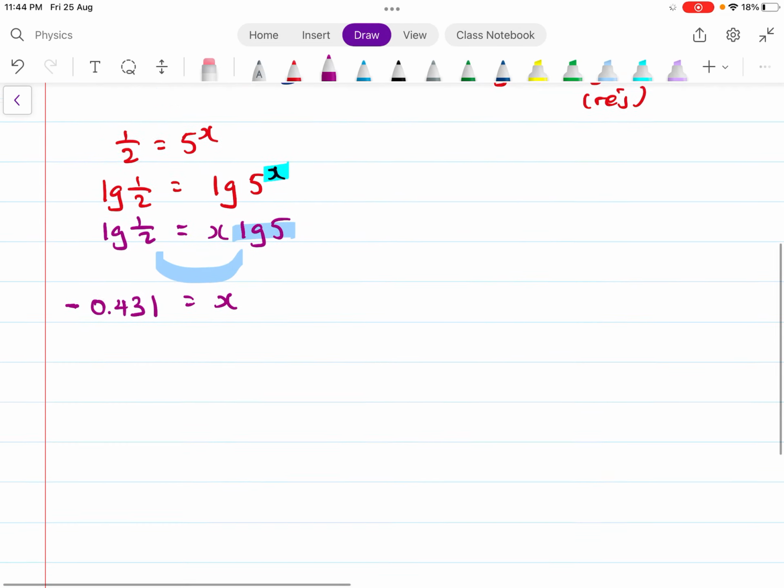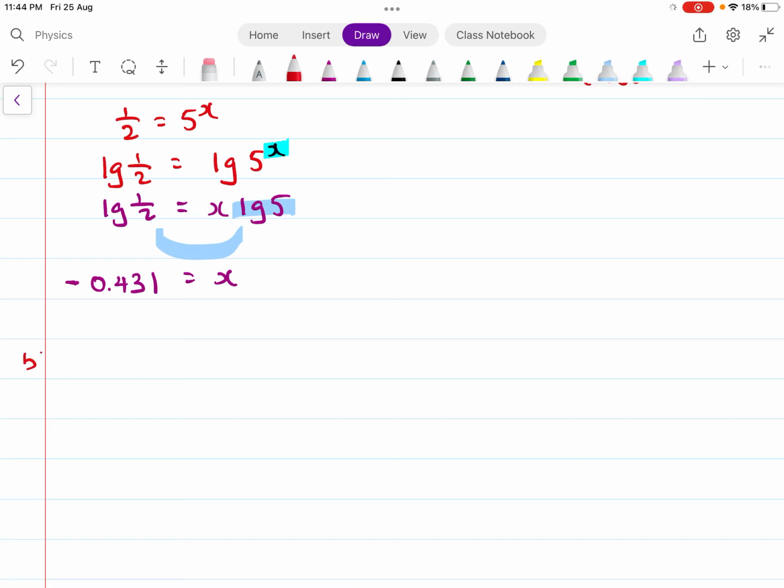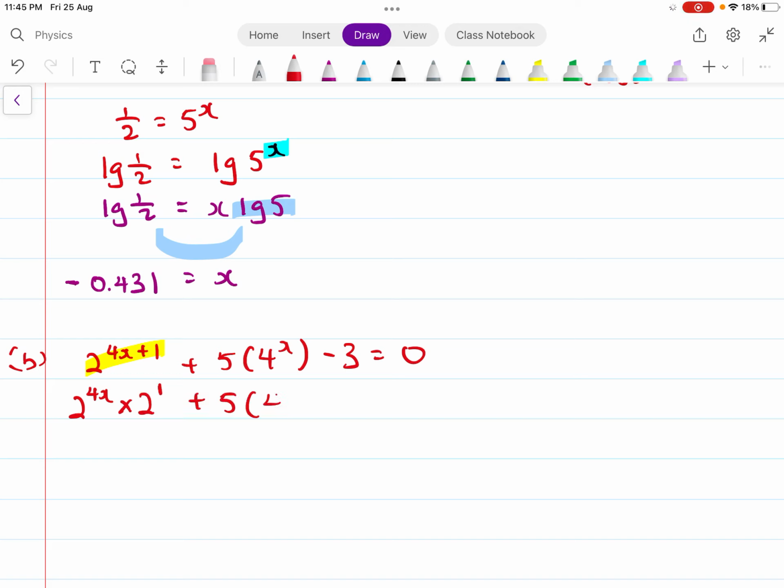Okay, so for part B, definitely by one loop is tougher than part A. So 2 to the power of 4x plus 1, plus 4x, minus 3 equal to 0. So first thing, I also need to use substitution. But before you use substitution, maybe you can simplify this first. Since it's plus, according to the law of indices, you can put 2 to the power of 4x multiplied by 2 to the power of 1, plus 4x, minus 3 equal to 0.